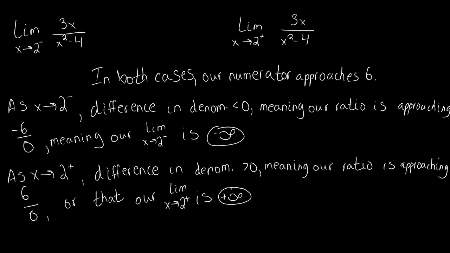So when we analyze the behavior of a function to find its limit by using one-sided limits coming from the left and the right of a given value, we want to see if our one-sided limits agree. And in this case, they do not agree. So that means that the limit as x approaches 2 of 3x over x squared minus 4 does not exist.